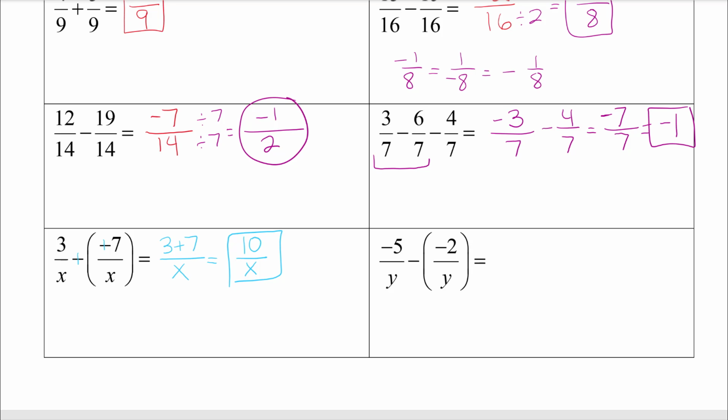Same thing for -5/y minus -2/y. They both are over y, so they stay over y. I do have two negatives next to each other, so add a line and change the sign, so that gets me -5 plus 2. Those are opposite signs, so I subtract and get 3, take the larger value sign, which is negative, and I'm still over y because the y doesn't change. As long as the denominators are the same, they stay the same.